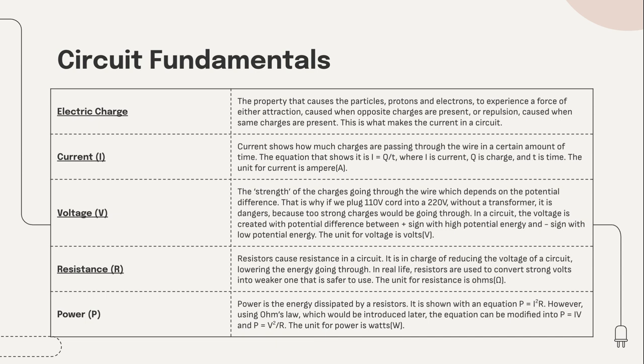Lastly, power is the energy dissipated by the resistors. It is shown with the equation P equals I squared R. However, using Ohm's law, which will be introduced later, the equation can be modified into P equals IV and P equals V squared over R. The unit for power is watts.